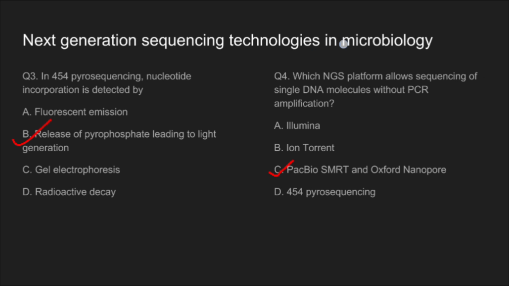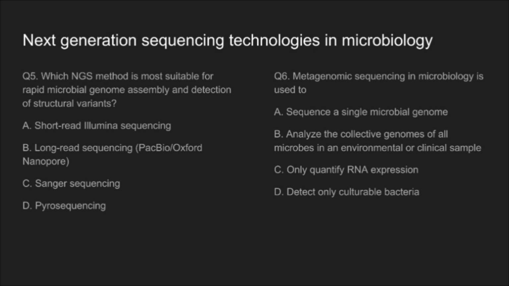Question number 5. Which NGS method is most suitable for rapid microbial genome assembly and detection of structural variants? A. Short read Illumina sequencing. B. Long read sequencing, that is PacBio or Oxford Nanopore. C. Sanger sequencing. D. Pyrosequencing. So the correct answer for this question is option B, long read sequencing.